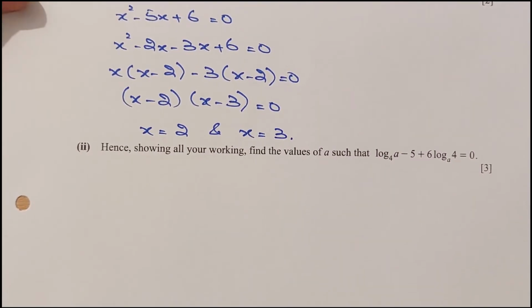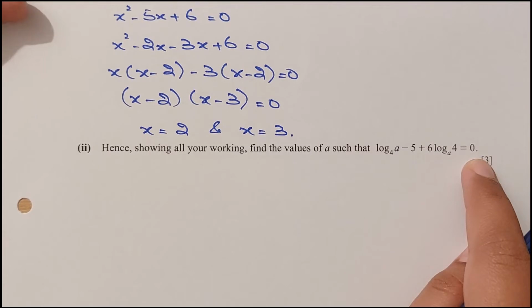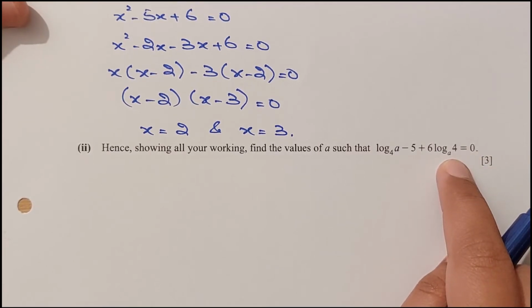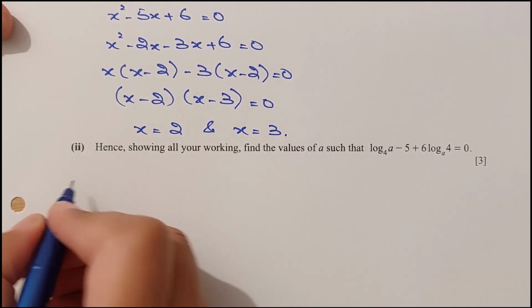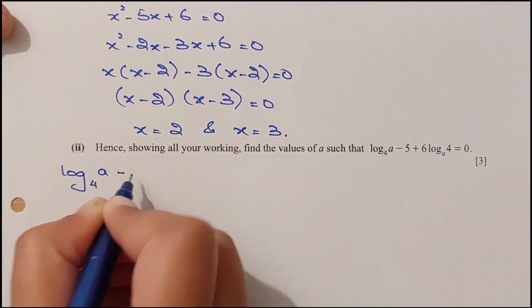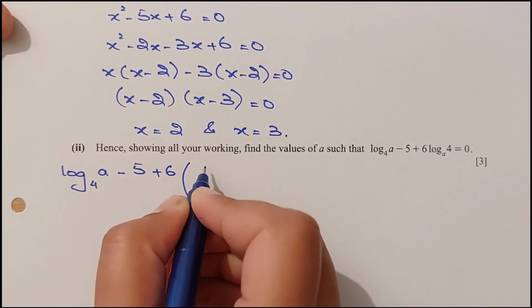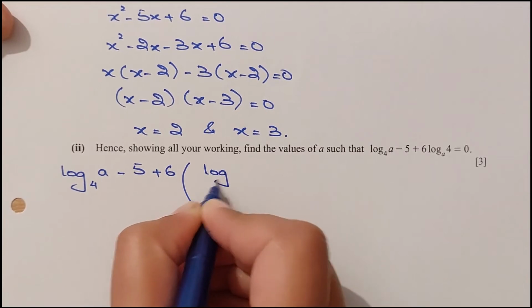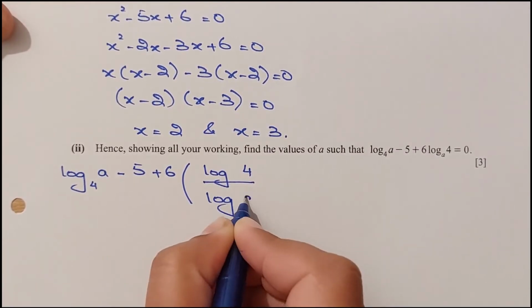Now for the second part, hence showing all your working, find the values of a such that we have this equation. So we have to solve for a. So we have to use a change of base formula here. So we can say log 4a minus 5 plus 6, applying the change of base formula here, log 4 divided by log a with a base 4.